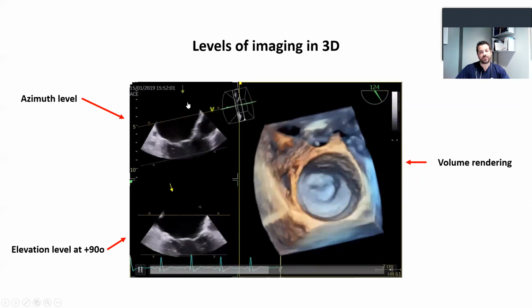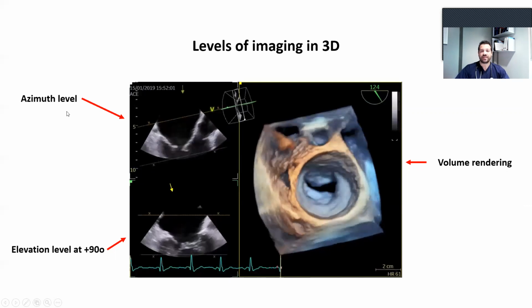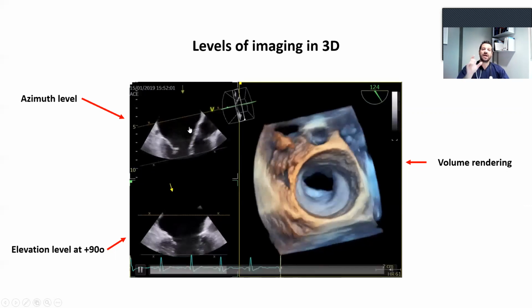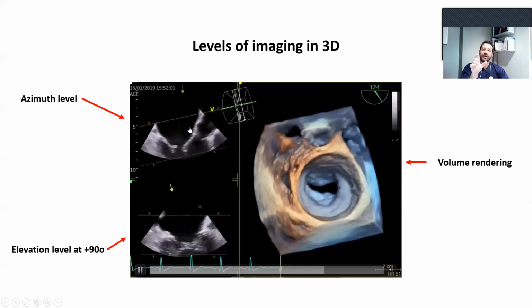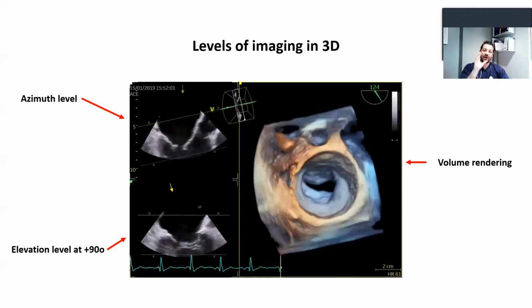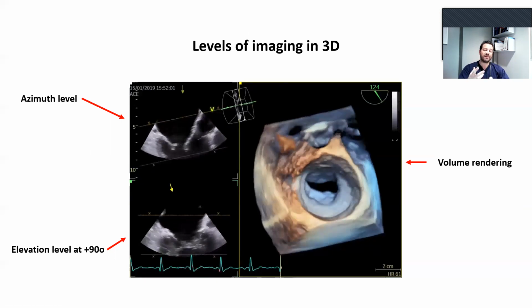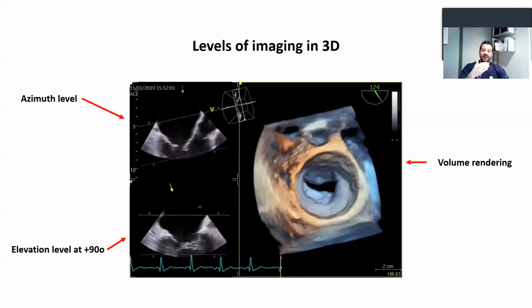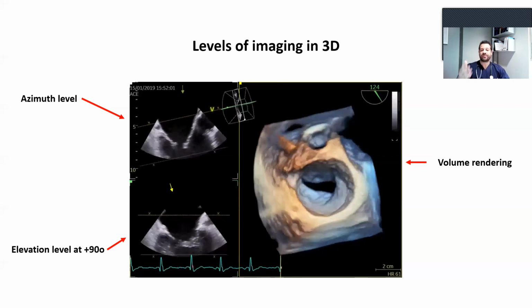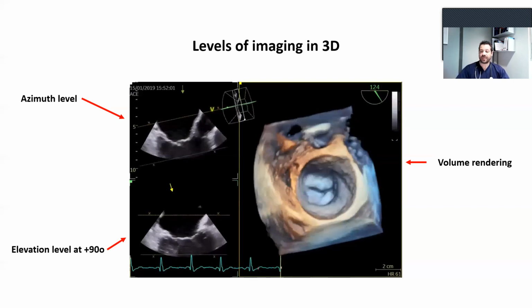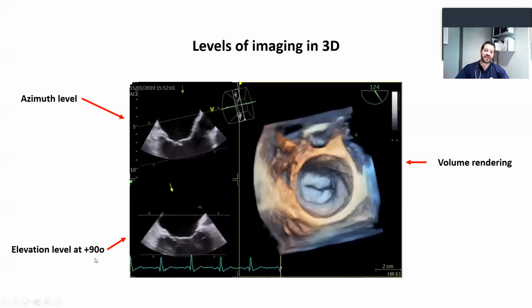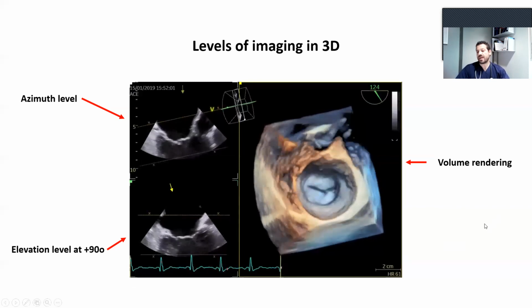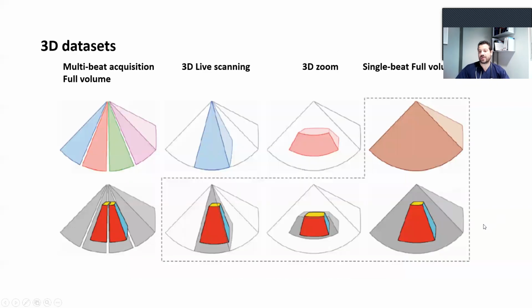And at the same time, we can appreciate the azimuth level, which is the view that we obtain from our 2D image, and the elevation level, which is in fact the depth of the image that we obtain at the azimuth level. It is the image at 90 degrees from the first one.